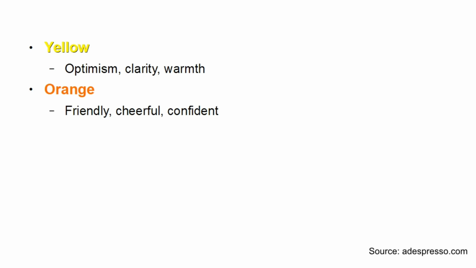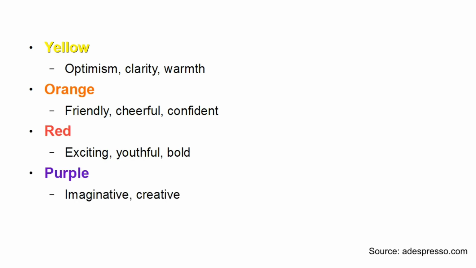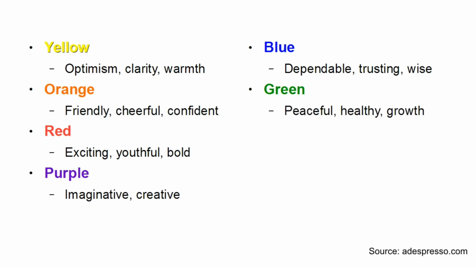Orange is considered friendly, cheerful, and confident. Red is exciting, youthful, and bold. People associate purple with things that are imaginative and creative. With blue, people tend to associate it with things being dependable, trusting, and wise. Green tends to be associated with things that are peaceful, healthy, and associated with growth. And grey is balanced, neutral, and calming.